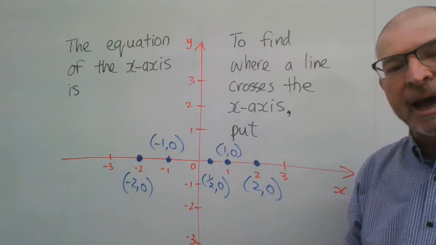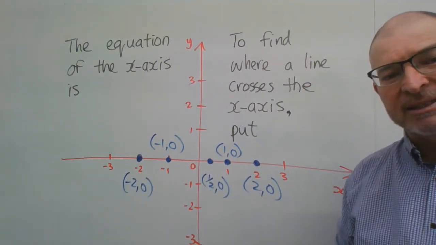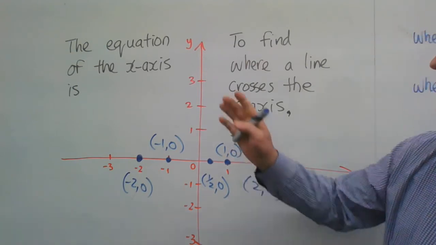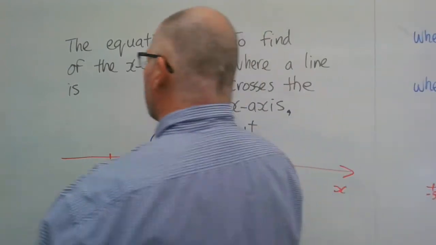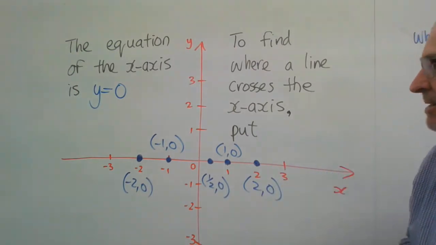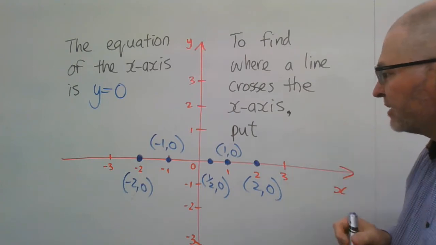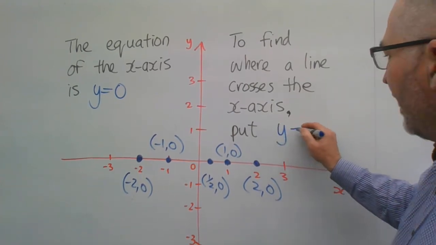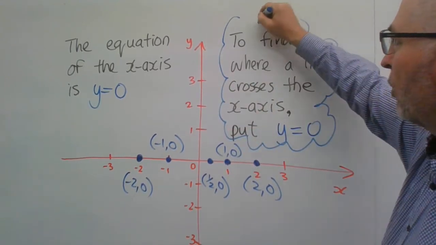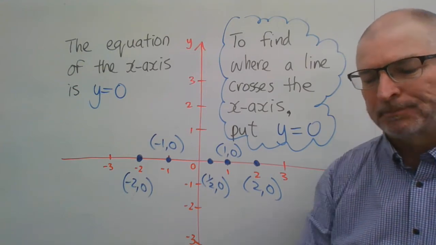That's right. The second number in each pair is always 0 when you're on the x-axis. The y coordinate is always 0 when you're on the x-axis. So the equation of the x-axis is y equals 0, because y always equals 0 on the x-axis. And to find where a line or any curve crosses the x-axis, you want to put y equal to 0. To find where a line crosses the x-axis, put y equals 0.